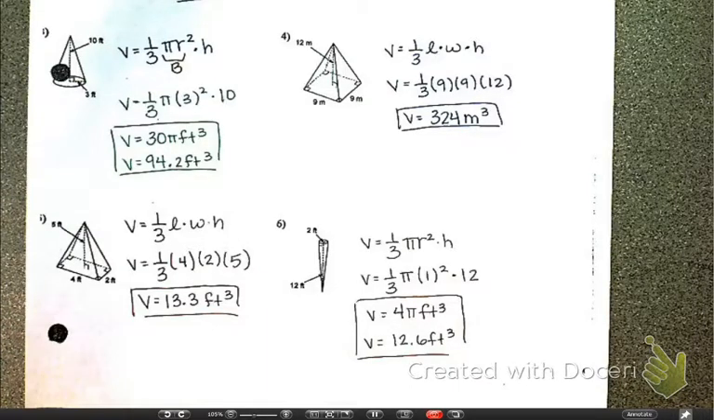It's a lot of B words. Okay, so the base area changes. What are our three bases? Circle, square, rectangle, triangle.